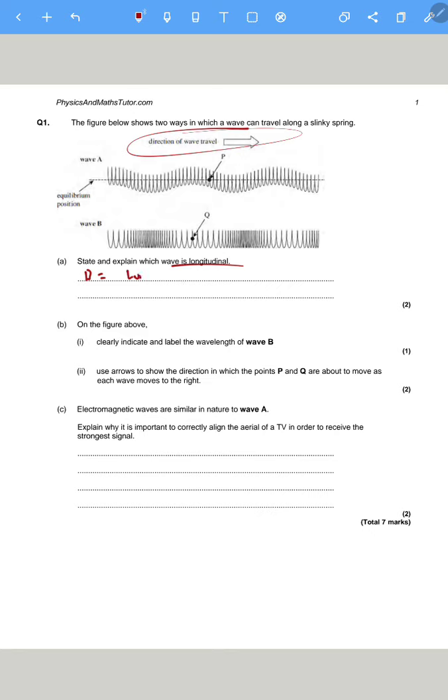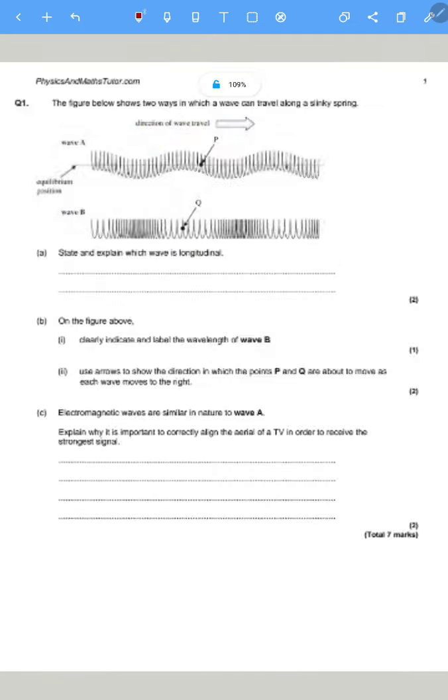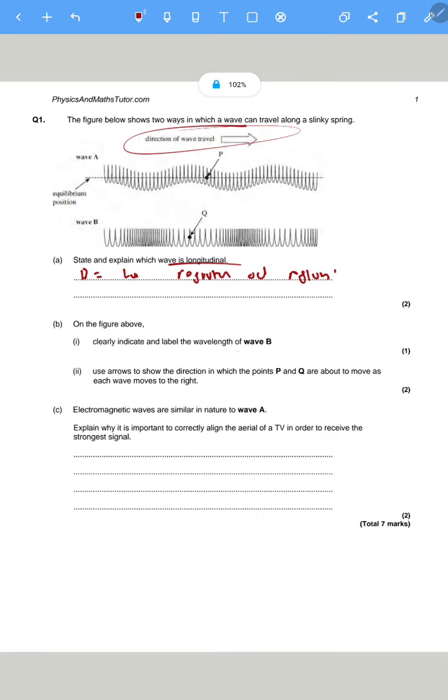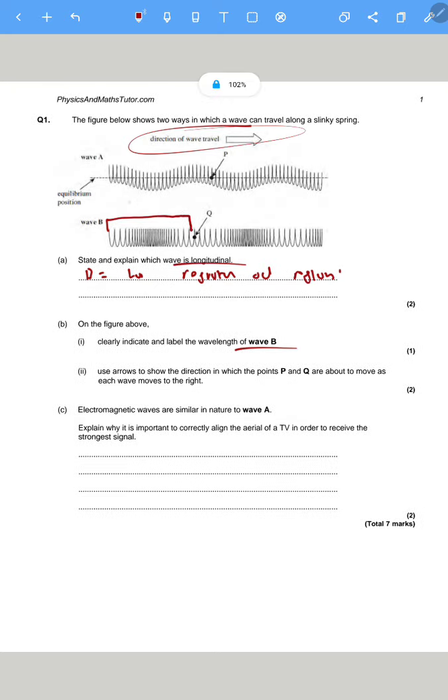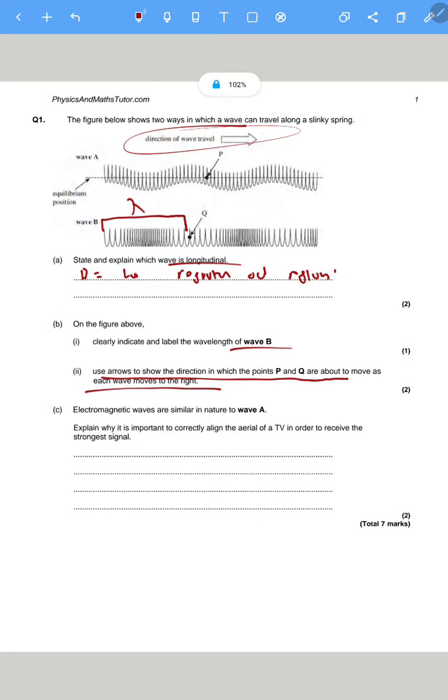B has refractions and reflection. The figure above clearly indicates the wavelength of wave B. So there's that one to about the wavelength, and use arrows to show the direction in which points P and Q are about to move as each wave moves to the right. So that's going to move up, that's going to move that way.